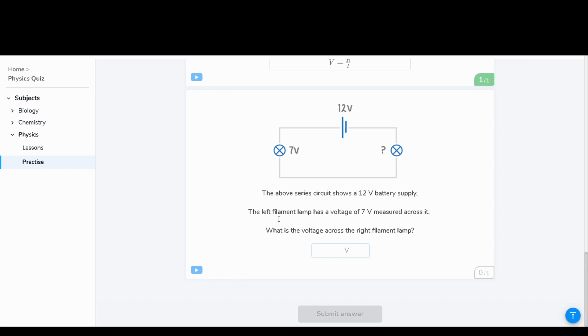The above series circuit shows a 12 volt battery supply. The left filament has a voltage of 7 volt measured across it. This filament has a voltage of 7 volt. The total voltage is 12 volt. What is the voltage across the right filament lamp? What is the voltage? 5. That's your final answer? Yes.